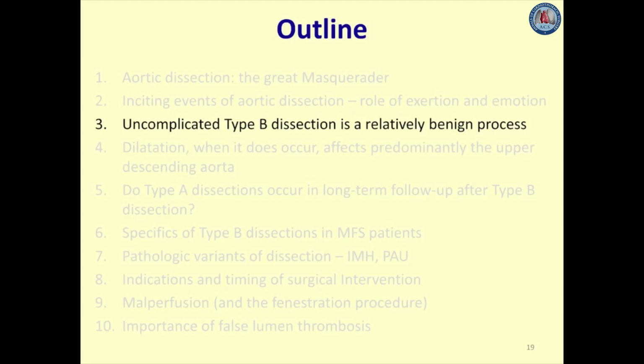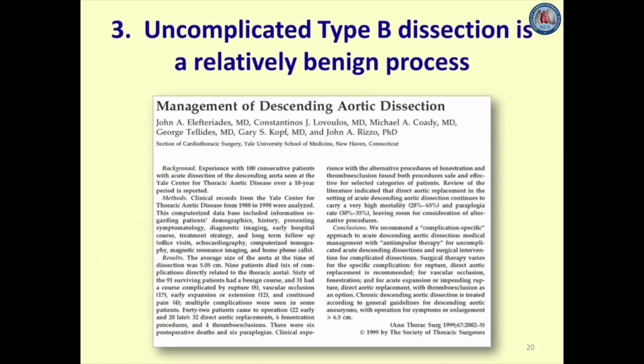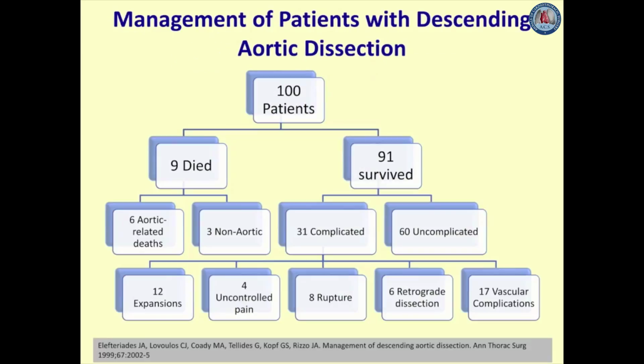Now, in contradistinction to type A aortic dissection, we feel that type B dissection is a relatively benign process. We've looked at this on multiple occasions, and we examined 100 consecutive patients with acute type B aortic dissection that we treated. Please note that 91 of them survived. That's a pretty high number. 9 died, and of those 9 deaths, only 6 were directly aortic related.